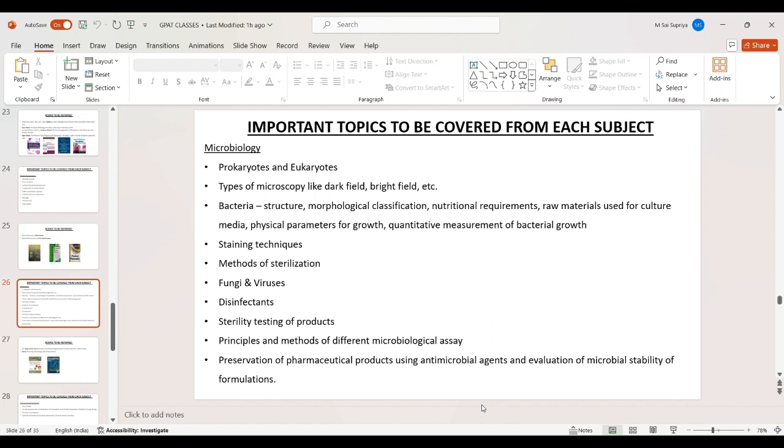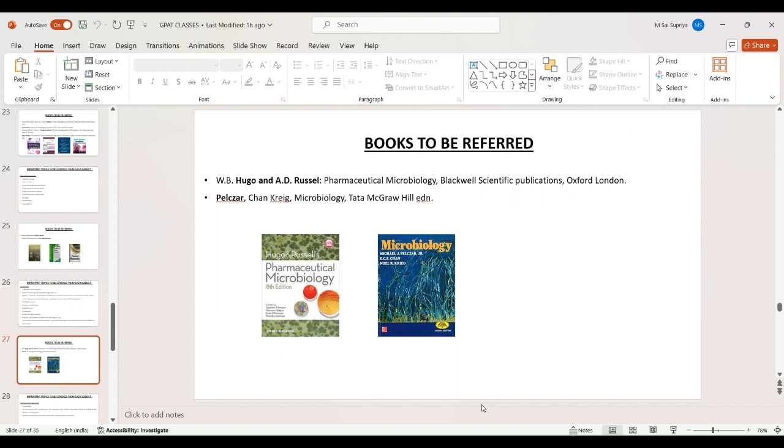Then for microbiology, for prokaryotes and eukaryotes, you should know the structure and differences. Then types of microscopy like dark field, bright field, okay, and scanning electron microscopy, phase contrast microscopy. Then bacteria, its structure, morphological classification, nutritional requirements. Okay, then staining techniques like for gram positive, gram negative, what is the difference? Then methods of sterilization, fungi, virus. Okay, disinfectants. Now, sterility testing and microbiological assay you'll find in the Indian Pharmacopoeia. Please refer to that. Okay, I'll also share, but just refer to that. Okay, then the textbooks to be referred: Pelczar, and then Hugo and Russell's.